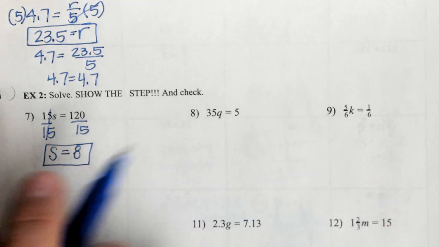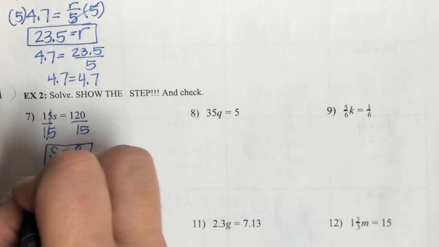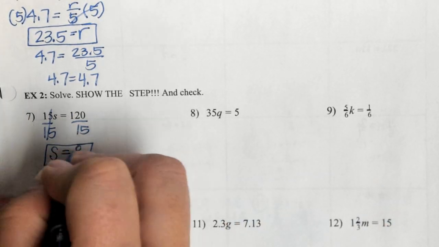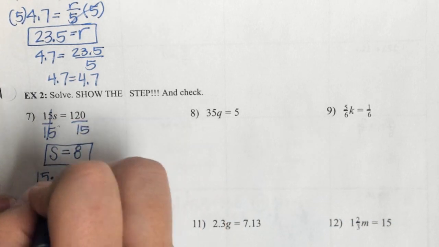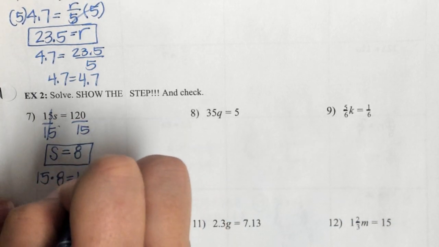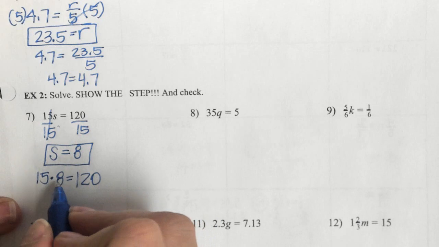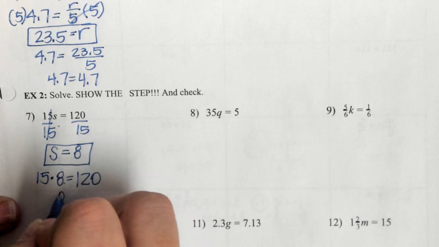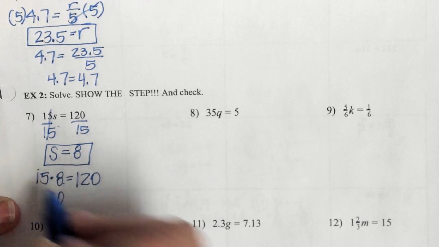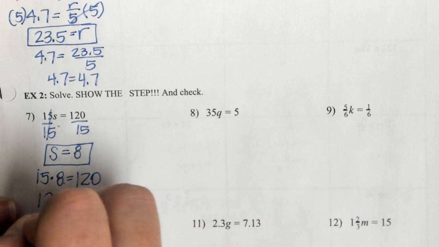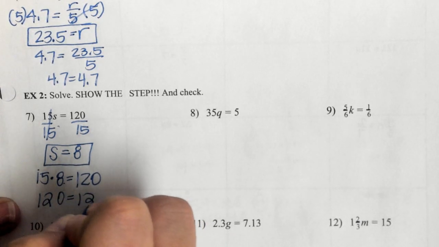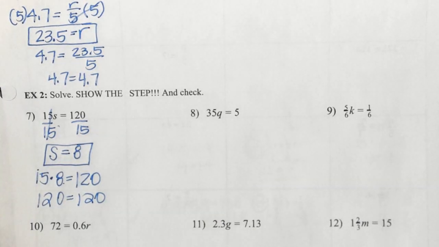Now, if we go back and check this, that's what we're going to have, 15 times... I'm going to plug 8 in for s. 120. And then, guys, look. 8 times 5 is 40. Carry my 4. 8 times 1 is 8 plus 4 would be 12. So our solution works.